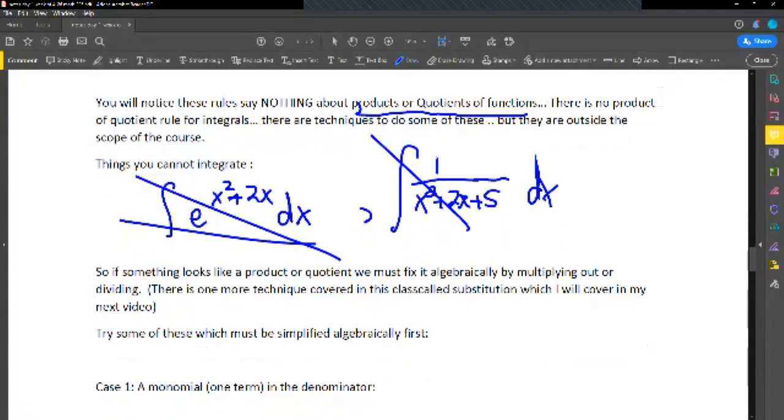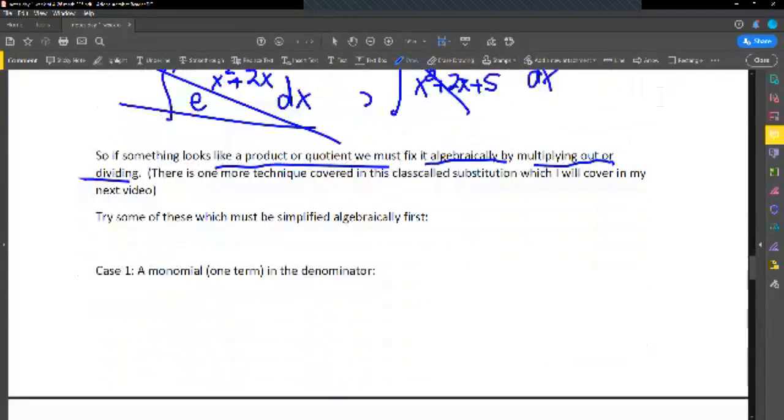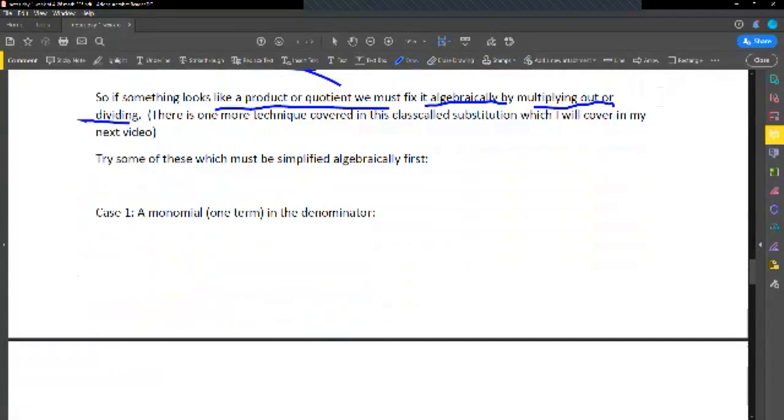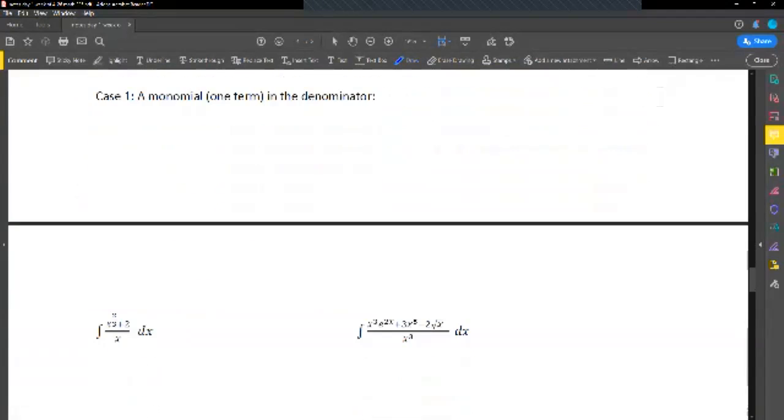All right, so if something looks like a product or quotient, then you're going to have to fix it algebraically by multiplying things out or dividing. There's another technique covered called substitution, which I'll cover in my next video. So let's talk about some of the cases where you have to simplify algebraically. If you have one term in a denominator, like a monomial, you can divide it out and then you'll be able to integrate it.